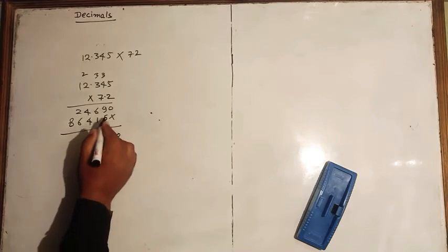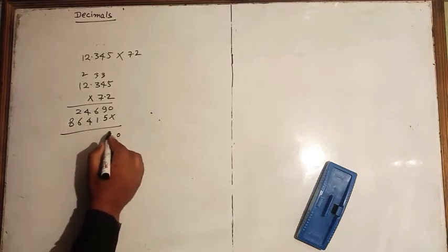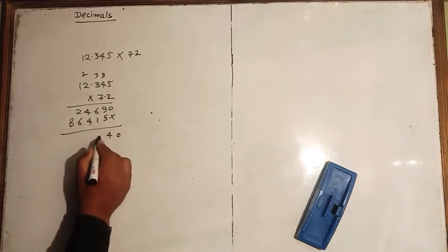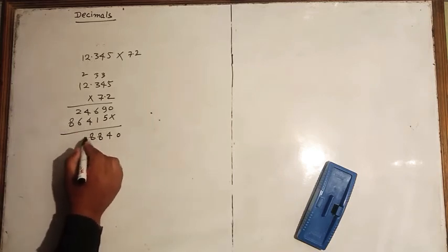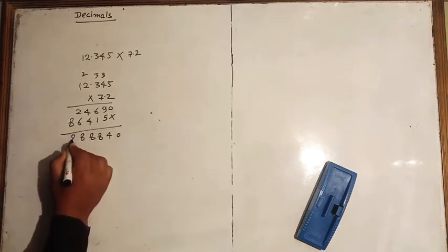Now we will write 0. 5 plus 9 is 14, carry 1. 6 plus 1 is 7, plus 1 is 8. 4 plus 4 is 8. 6 plus 2 is 8. 8 as it is.